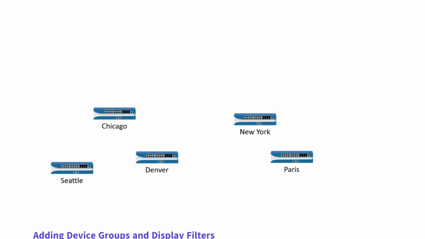Before we create our device groups, we should consider our firewalls and how to organize them in a way that fits our organization's view of these locations. Our organization has 5 firewalls deployed in these offices. After considering our business organization, we decide that a functional grouping of firewalls best fits our needs.